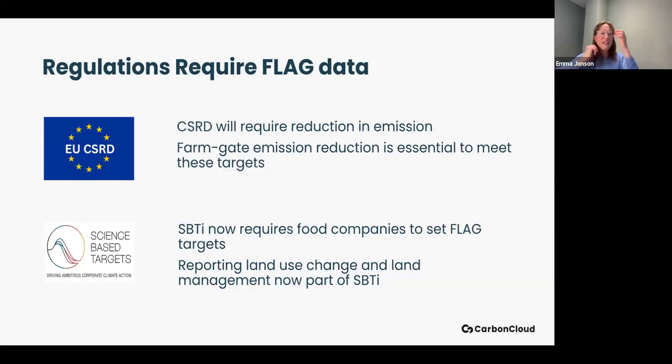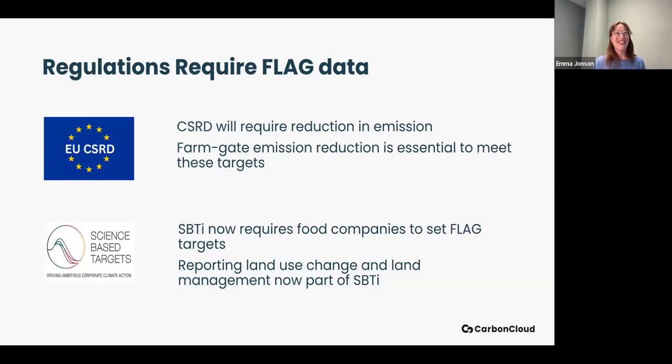Well, we mentioned in the beginning the CSRD, the European directive that will require both reporting of climate emissions, but also strategies and targets for reduction. And for food companies or companies in the food industry, farm gate emissions is, of course, a very big part of the value chain emissions.